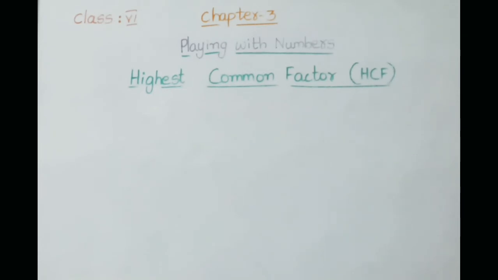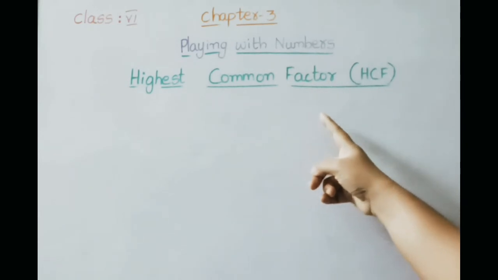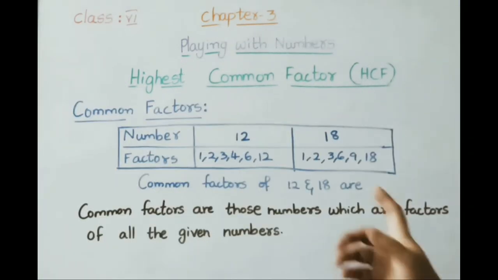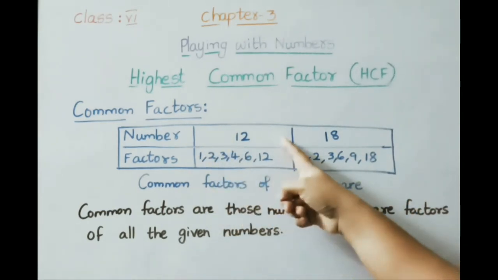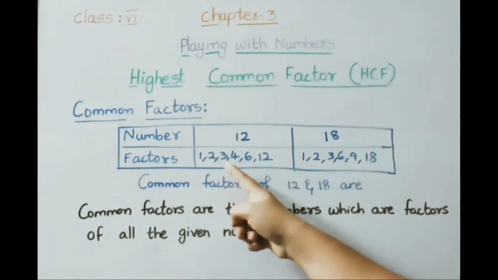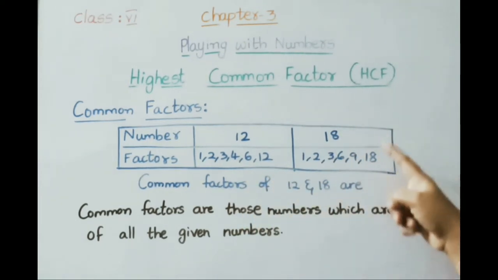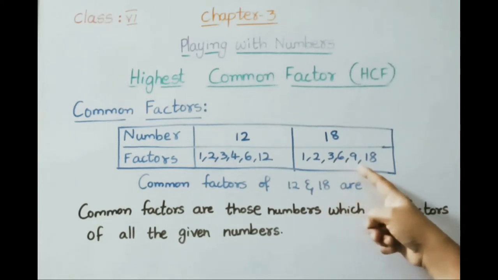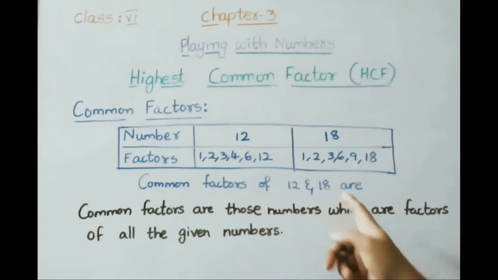Today I am going to explain Class 6 Chapter 3 Playing with Numbers, Highest Common Factor, that is HCF. Now observe the table, Common Factors. See the number 12 and 18. See the factors 1, 2, 3, 4, 6 and 12. See the number 18. Its factors are 1, 2, 3, 6, 9 and 18. Now let us see common factors for 12 and 18.